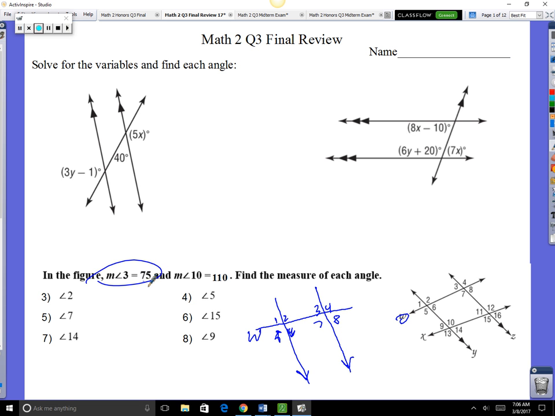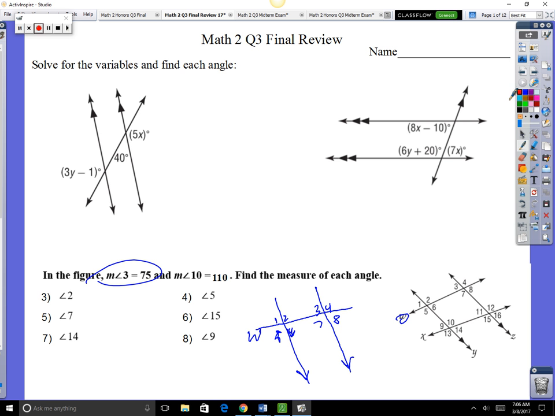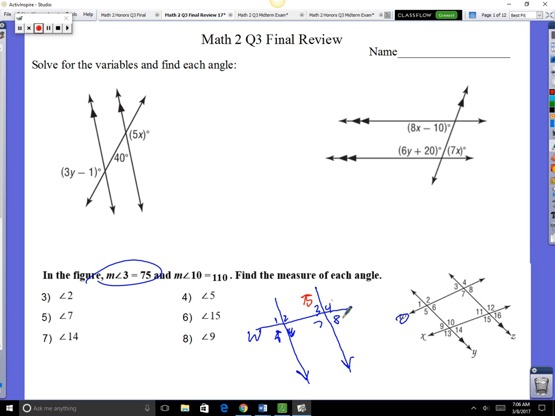And they give me 3 is 75. So if 3 is 75, 8 is 75, 1 is 75, and 6 is 75. So they just gave me half of them. To find the other half, like 1 and 2, that's a linear pair. They make 180. So if I do 180, take away 75, that is 105. So that means these other guys are 105. 5 is 105, 2 is 105, 4 is 105, 7 is 105.